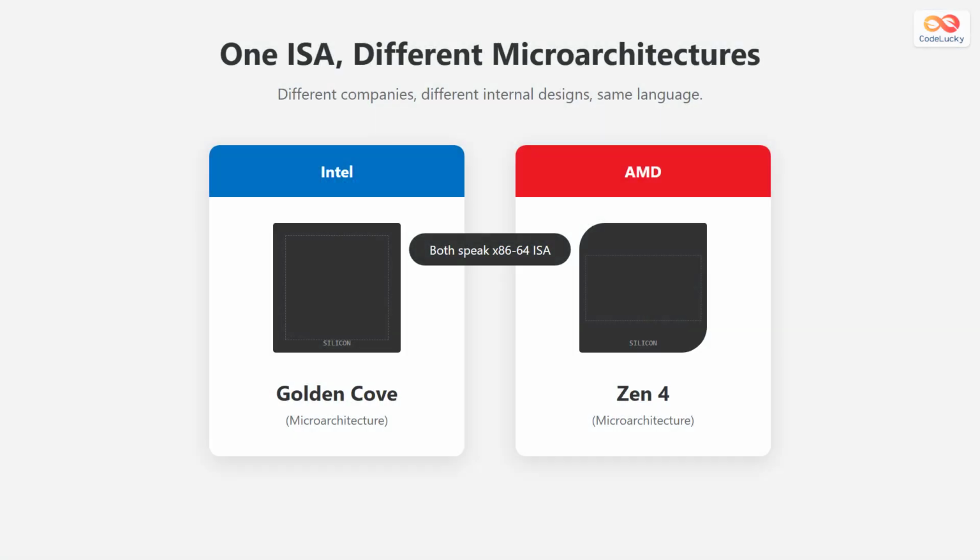This is why different companies can build chips that run the same software. Intel and AMD both make processors that understand x86. Intel's Golden Cove and AMD's Zen 4 are totally different microarchitectures, different internal designs, but they both speak the same language. This competition drives innovation while keeping your software working.